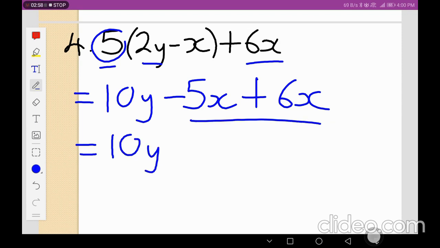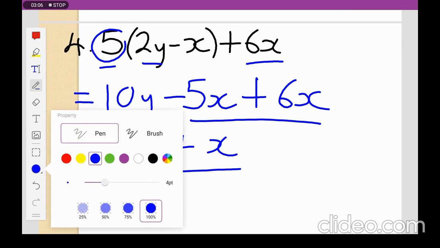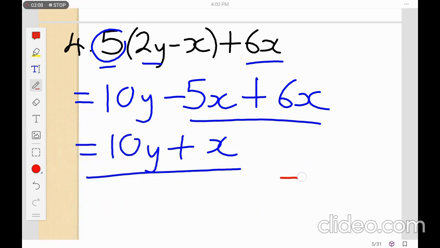This one I can solve. Minus 5x plus x plus 6x, I get plus x there. It's the same as minus 5 plus 6, we get 1. So this is 1x that I have. We can simply write it without a 1. It's one and the same thing.